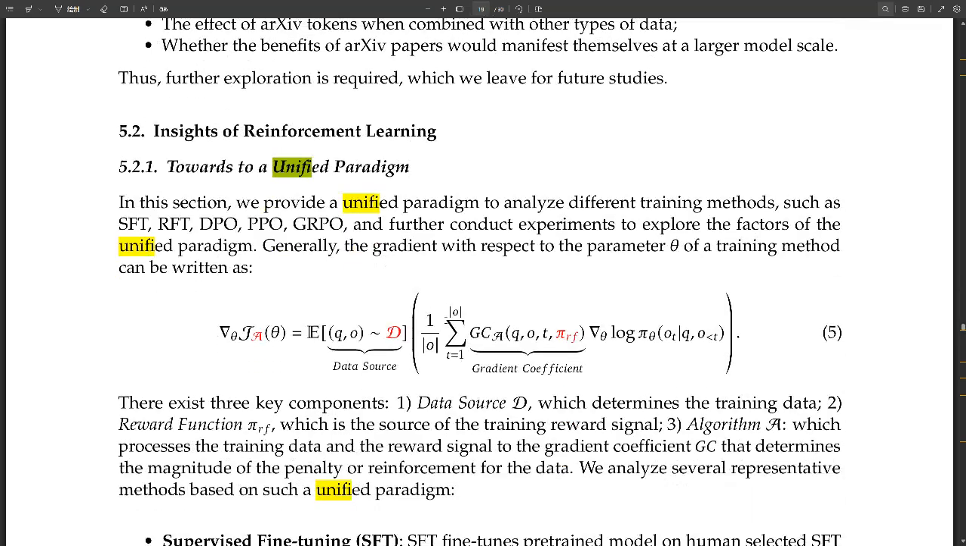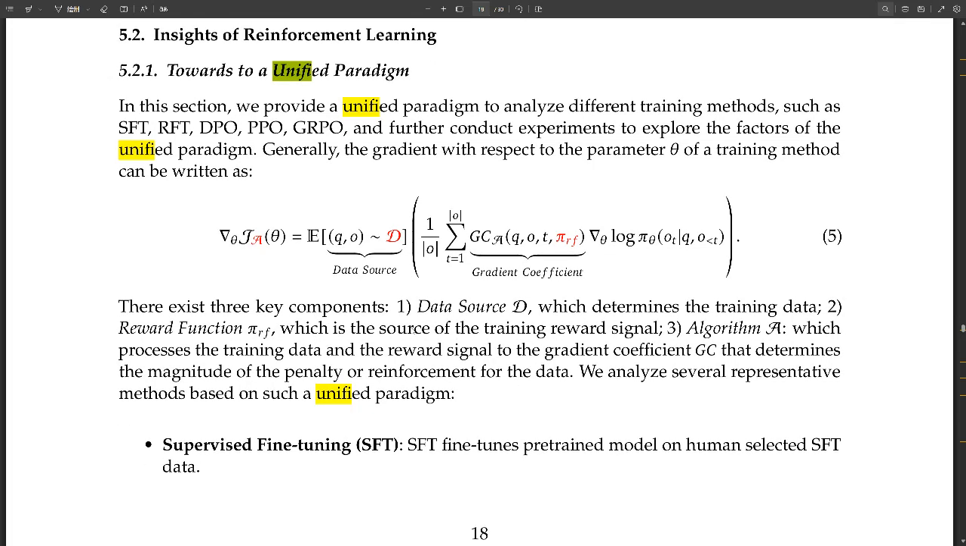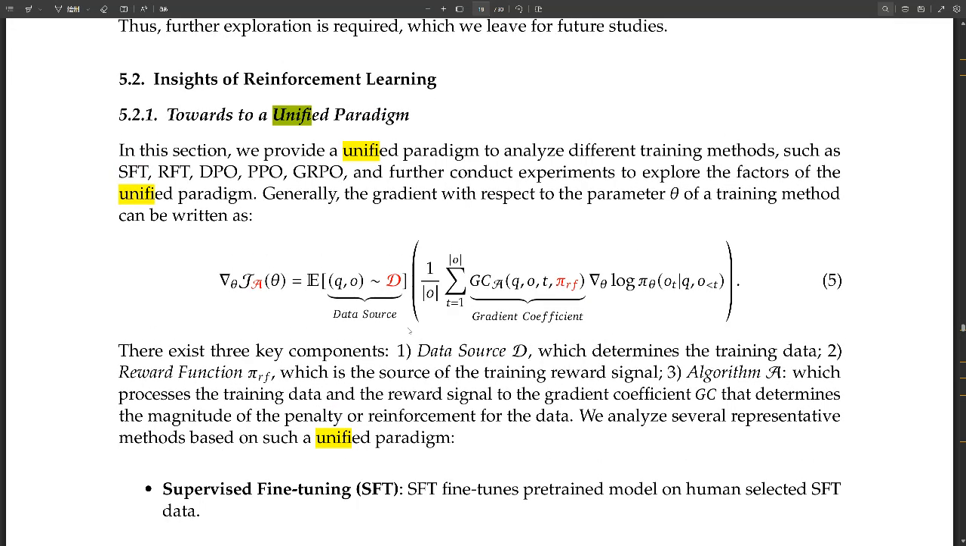The reward comes from DeepSeekMath itself, also from human preference data and code feedback. Lastly, we have the algorithm A, which processes the data and reward signal. It determines the magnitude of the reinforcement. It decides how much to punish bad data. We can talk about this more in terms of math. But where should we go next?